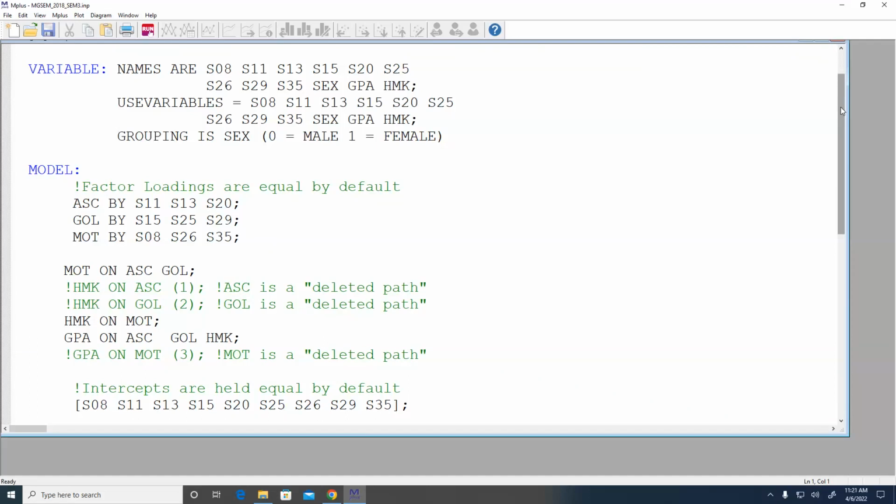If the intercepts are constrained by default, the unstandardized intercepts, always look at the unstandardized, should be the same for males and females, and the degrees of freedom should indicate that they're constrained. If it doesn't look like they're constrained, and you have fewer degrees of freedom, then you would need to impose the constraint, right?